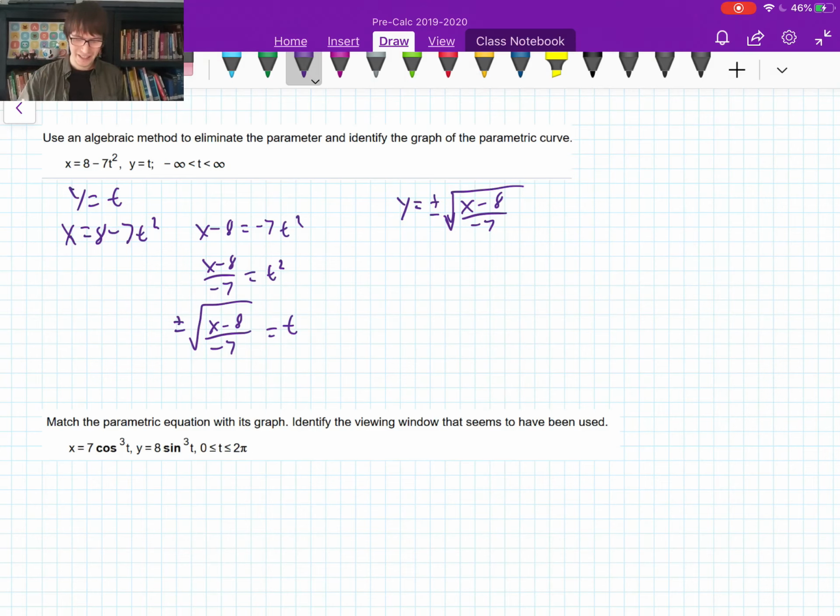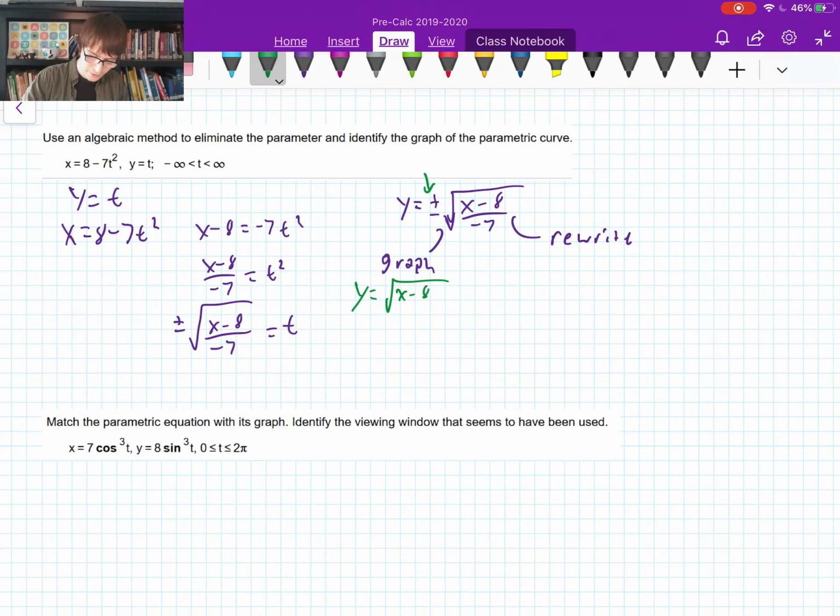One method is just to try to graph this. Another one is to try to rewrite it so it makes a little bit more sense. So if we were to graph this, we have to remember we're not just graphing one equation right now. We've got this plus and minus. And that plus and minus means something really important. It means we now have two equations. Two equations that are similar, but not the same. They're actually opposites of each other. So y equals the positive version, the square root of x minus 8 over negative 7, is one equation, and y equals negative the square root of x minus 8 over negative 7.